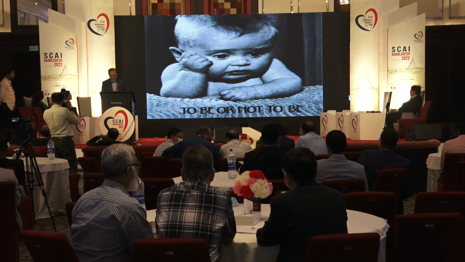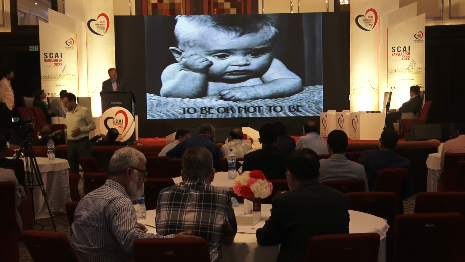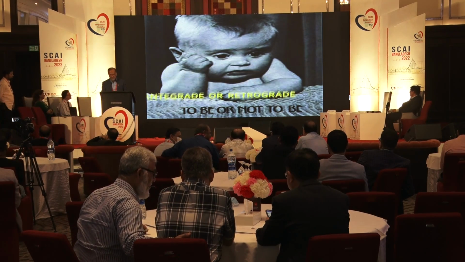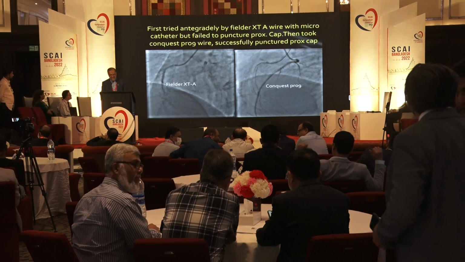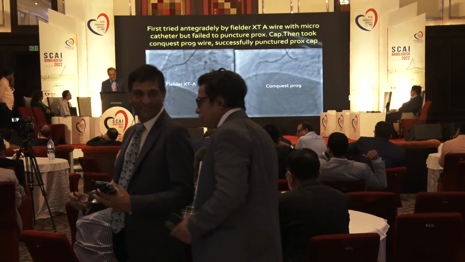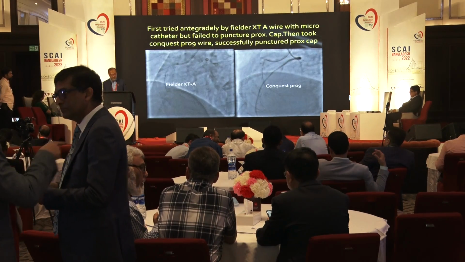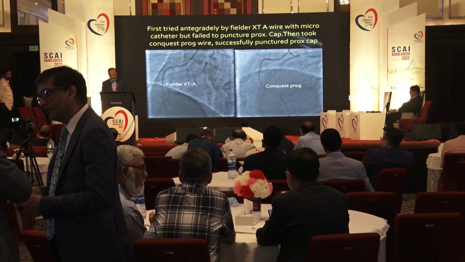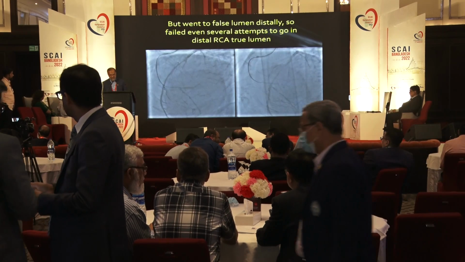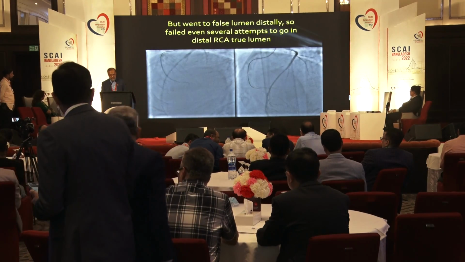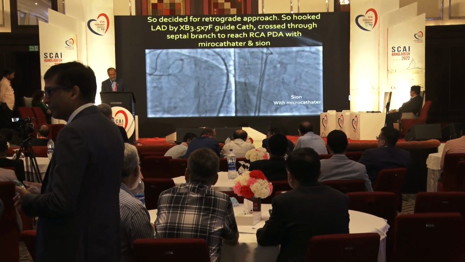A common question in life, to be or not to be, as Shakespeare said. My problem was antegrade or retrograde. First, I tried antegrade with a Fielder XTA wire with a microcatheter, but failed to puncture the proximal cap. It was hard. Then I took a Confianza Pro 9 wire, which successfully punctured the proximal cap and went distally. But it went into a false lumen distally, so I failed, even after several attempts, to go into the distal RCA true lumen. So I decided on the retrograde approach.